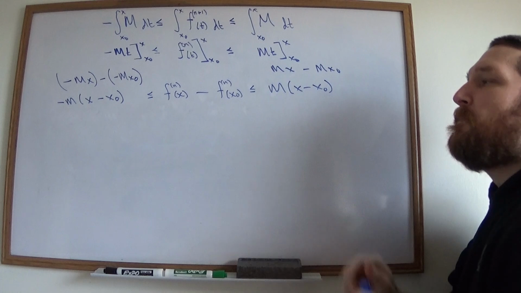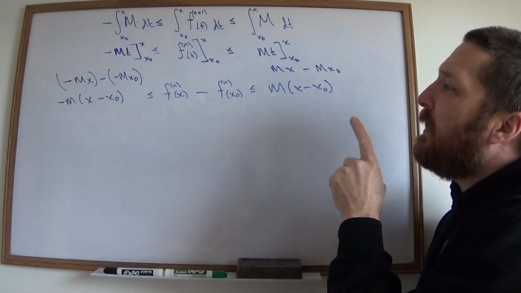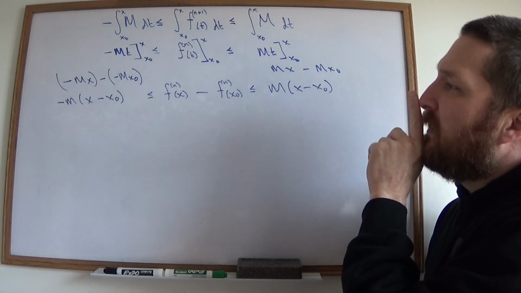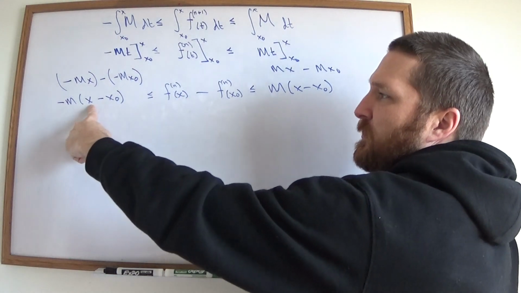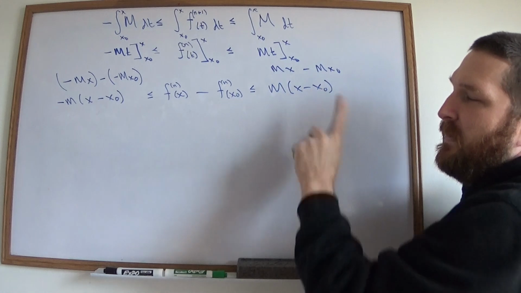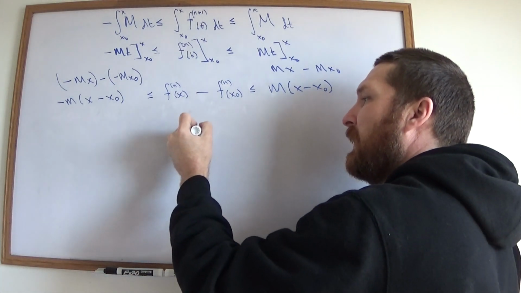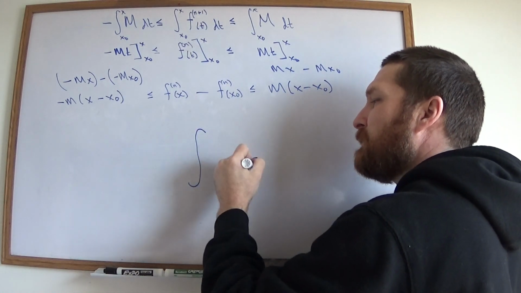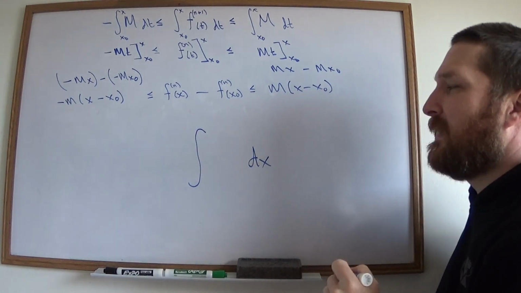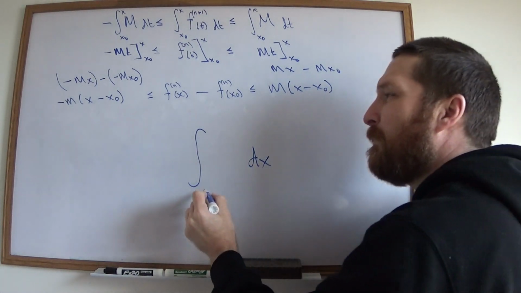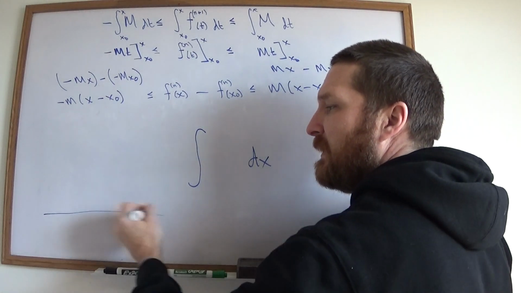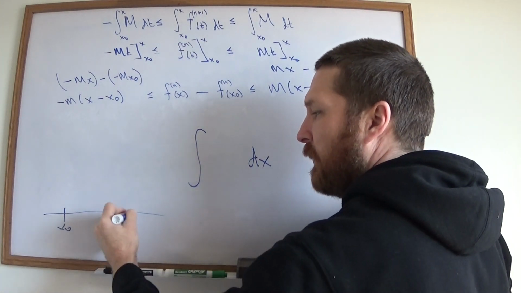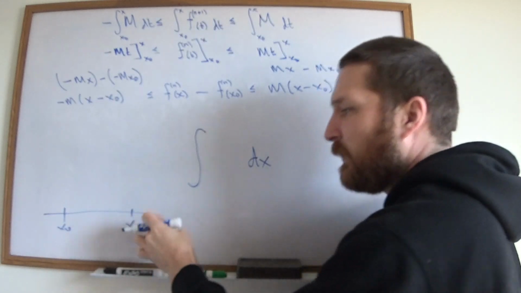But the thing to think about now is this is a function of x. This is a function of x. This is a function of x. I don't want to go ahead and integrate with respect to x, because I want to keep integrating over that same interval from x0 up to x, just plain old x.